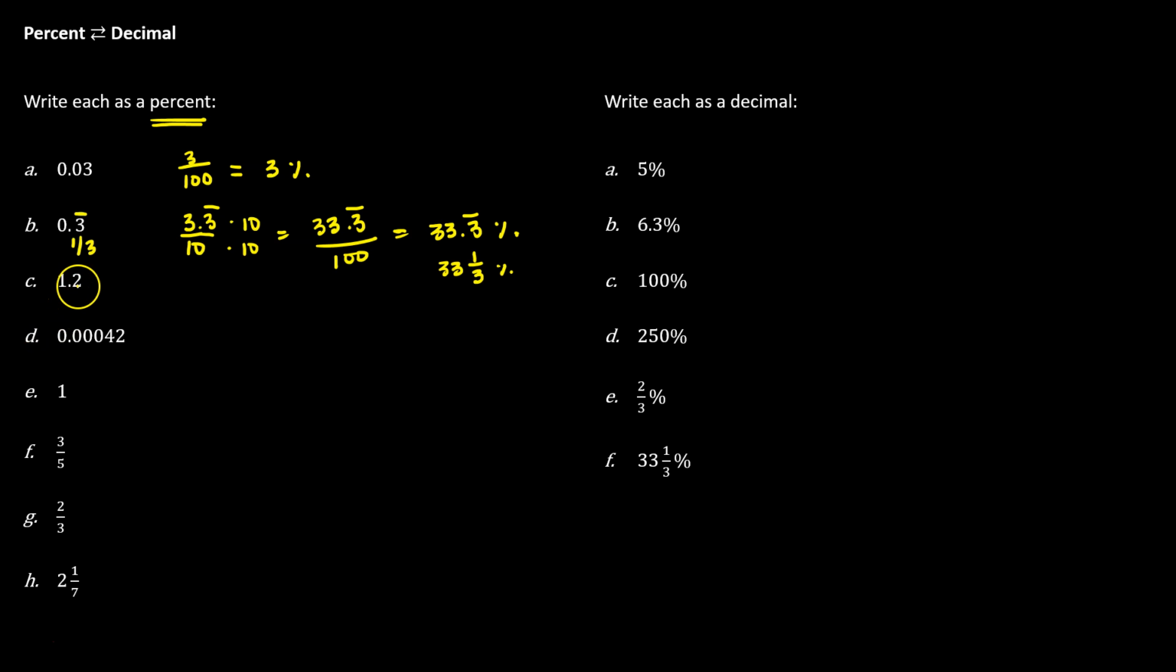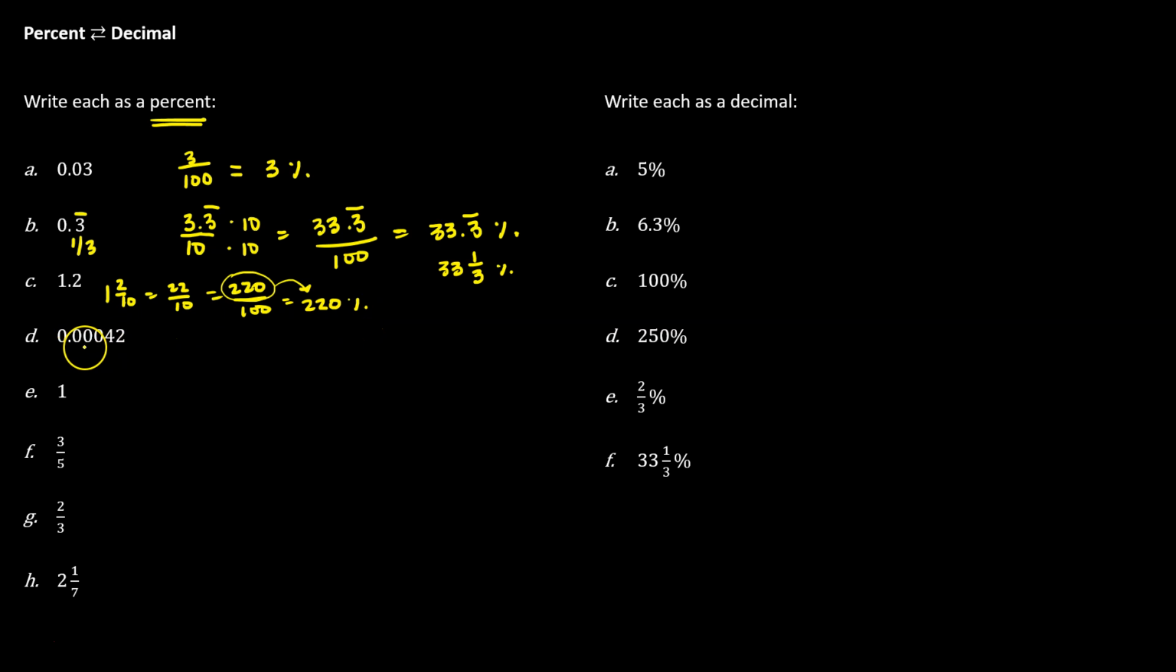Next, we have 1.2. That would look like 1 2/10, or 22/10. Multiply top and bottom by 10 to get 220 over 100. That would be 220%. So again, once you get a denominator of 100, the numerator is just copied down in front of the percent symbol.